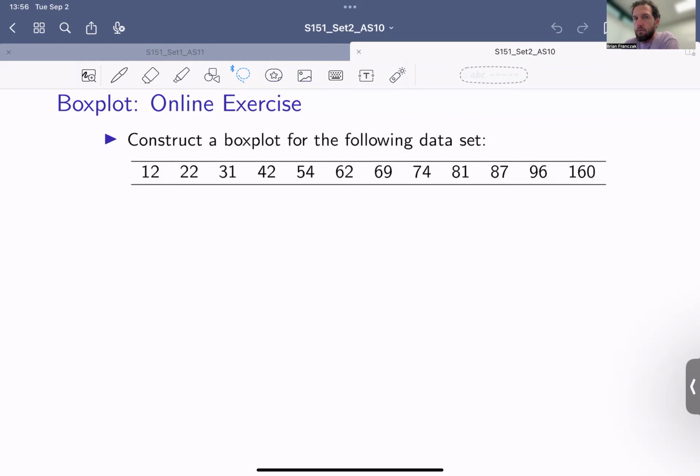In this video, we are going to be working through the following exercise on box plot construction from lecture set number 2. When we are building a box plot, what we are trying to do is visualize the 5-number summary. So the first thing that we would want to do is work out the 5-number summary for the data set that we are considering.